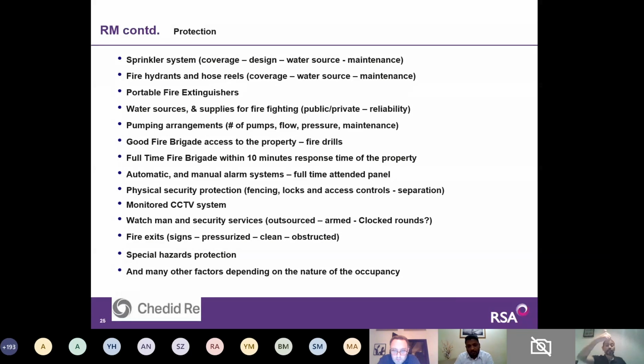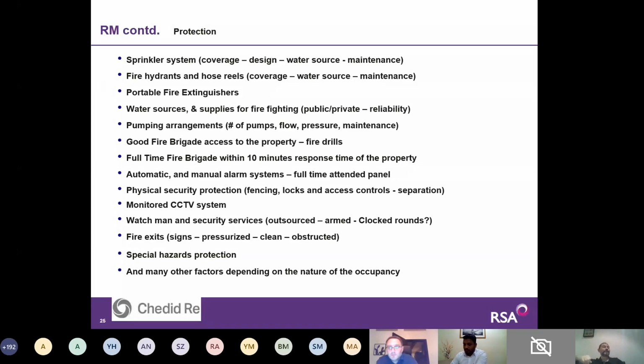Still, you'll keep trying. The automatic fire pump: fire happens, sensors send signals, the pump operates, sprinklers start to deal with the fire automatically. Okay. Good. Fire brigade access to the property, fire drills.